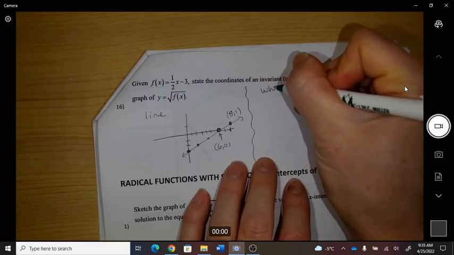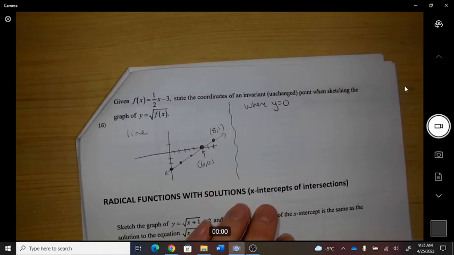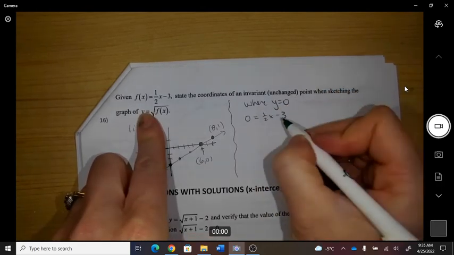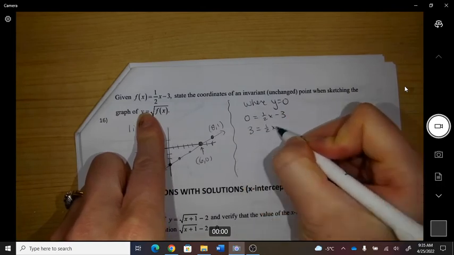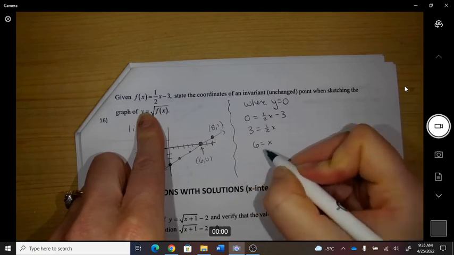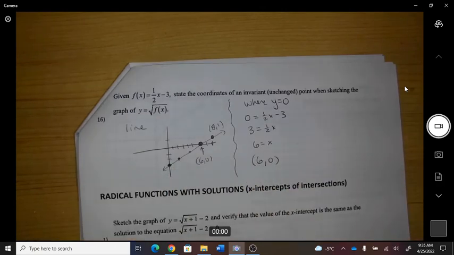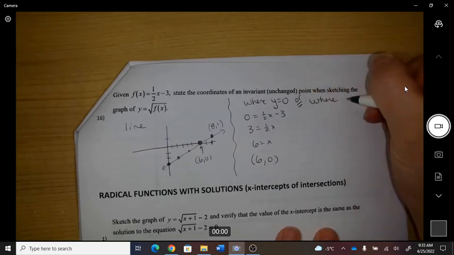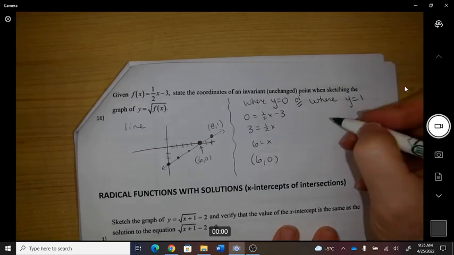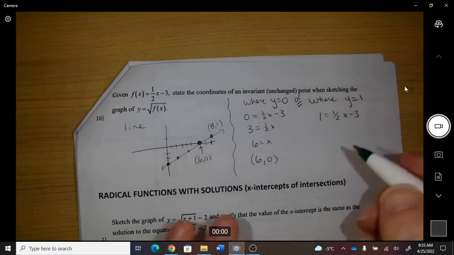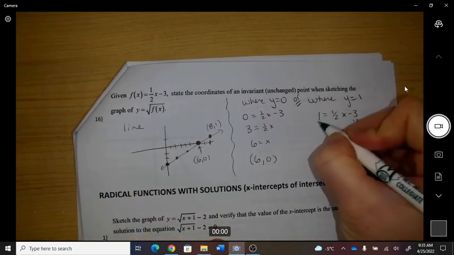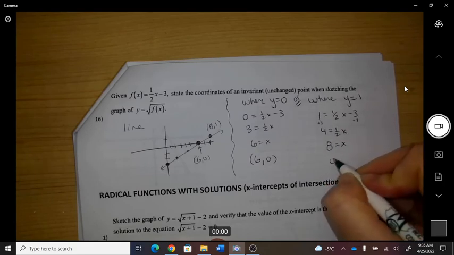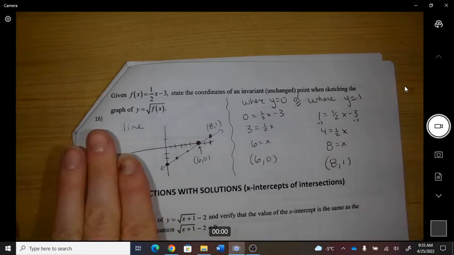Algebraically, what doesn't change? Where y equals 0 doesn't change. So if I make y 0, then I'm going to add 3, and then I'm going to times by 2. So therefore, that would be the coordinate that wouldn't change. Or where y would equal 1 doesn't move. So I just plug that in. So I'm going to add 3, so 4. I'm going to times by 2. So 8, 1 would be the other point. So graphing way, algebraic way.